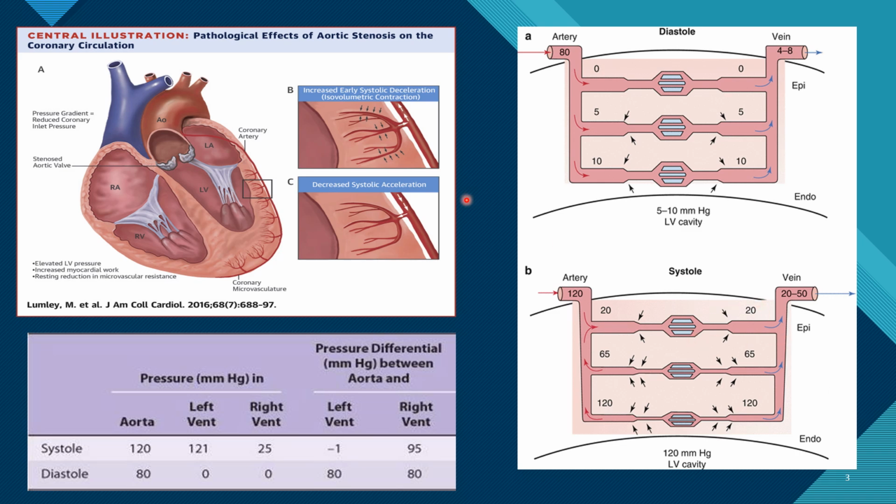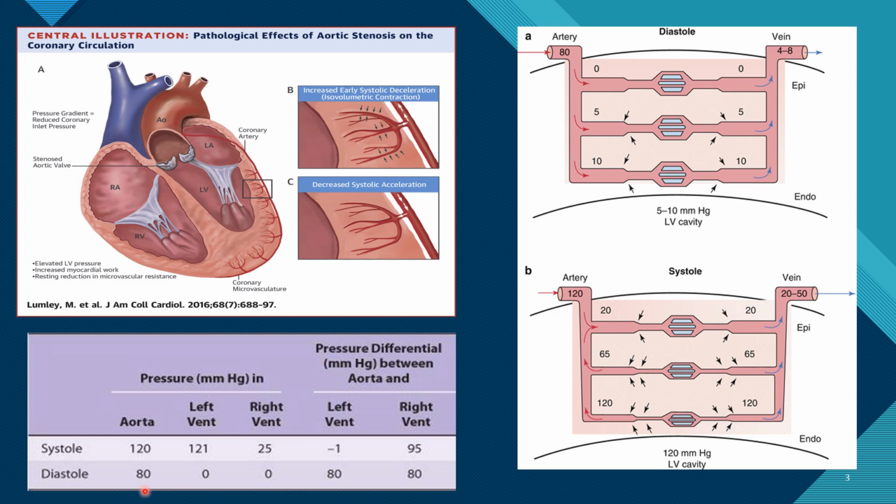Another important feature is that the heart is a muscle. Like skeletal muscle, when it contracts, it compresses the blood vessels within it. So during systole, when the left ventricle is contracting, the coronary blood vessels inside the layers of the muscle are also compressed, so the blood flow through them is diminished.